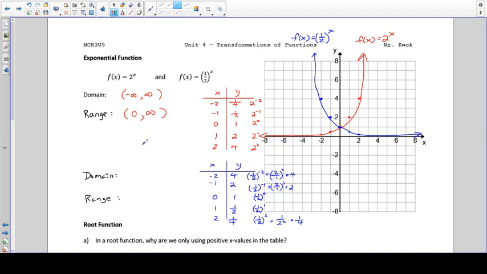Now, if you have a problem understanding that, I am going to put the set notation here, just in case you're wondering how to decipher this. So y has to be greater than 0.